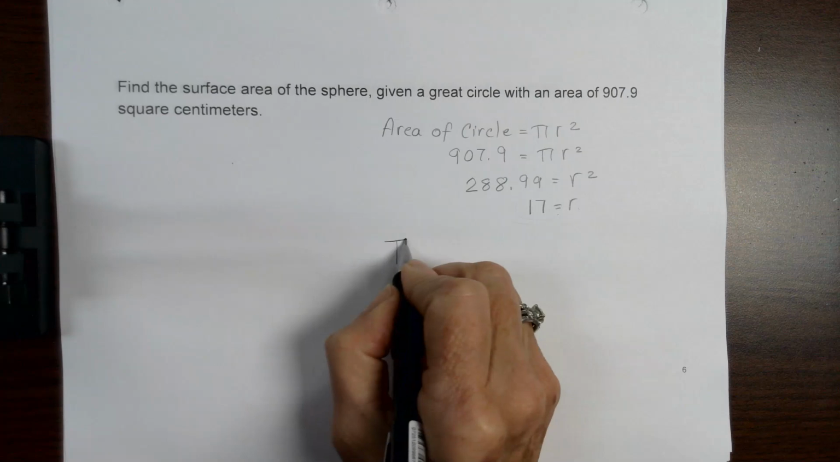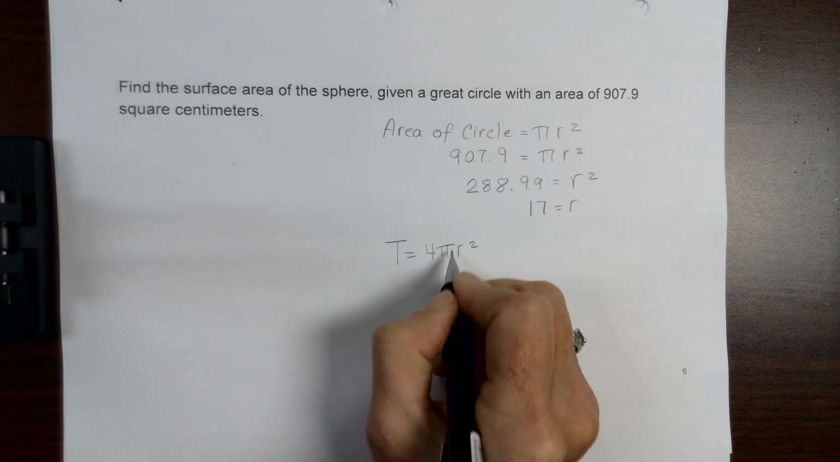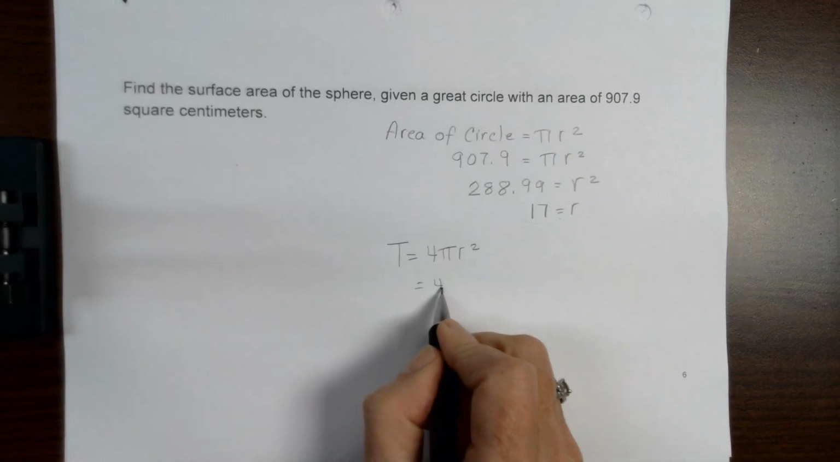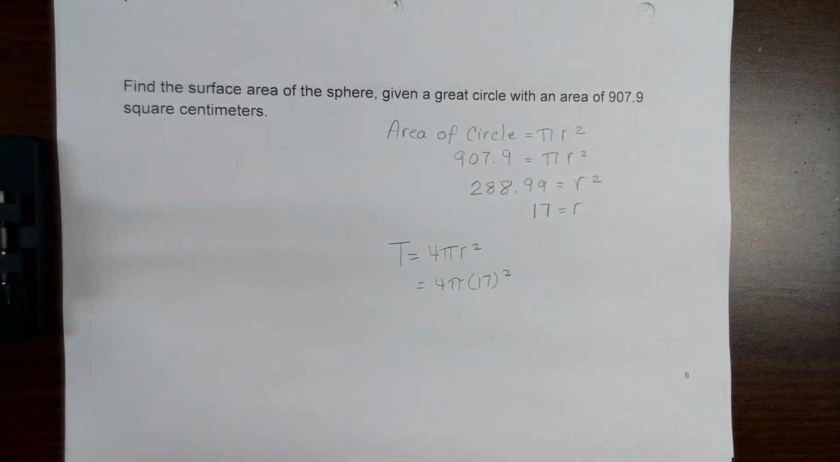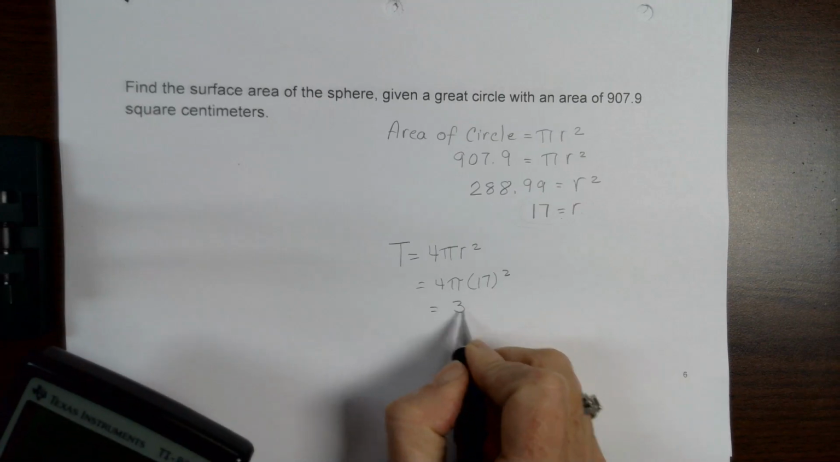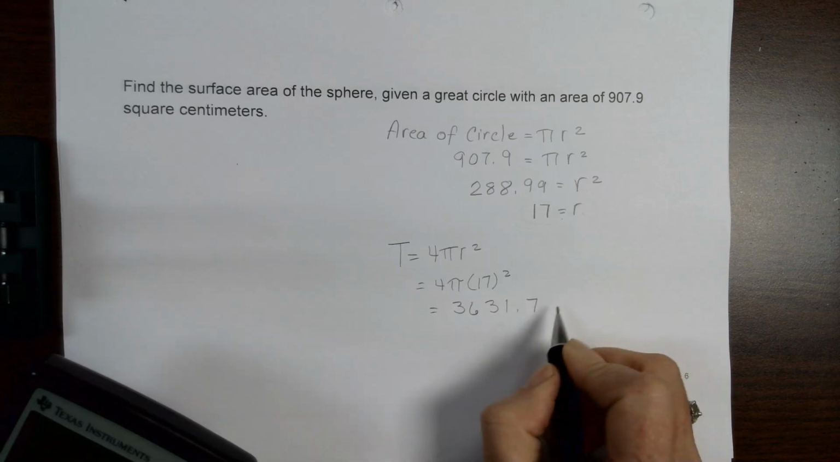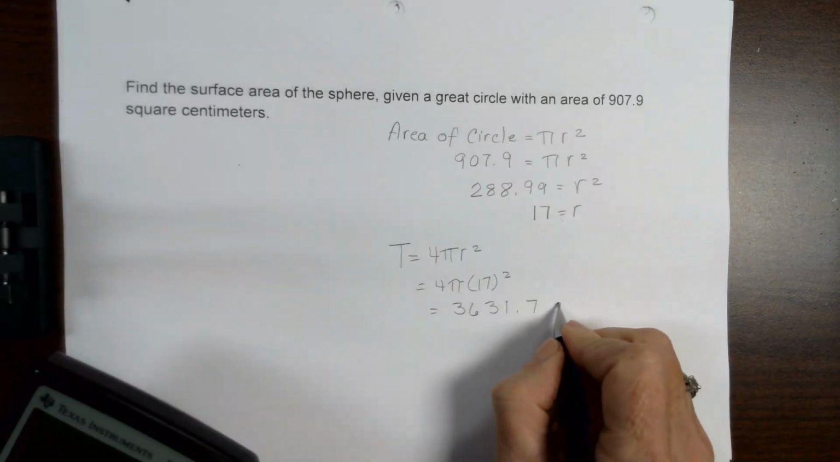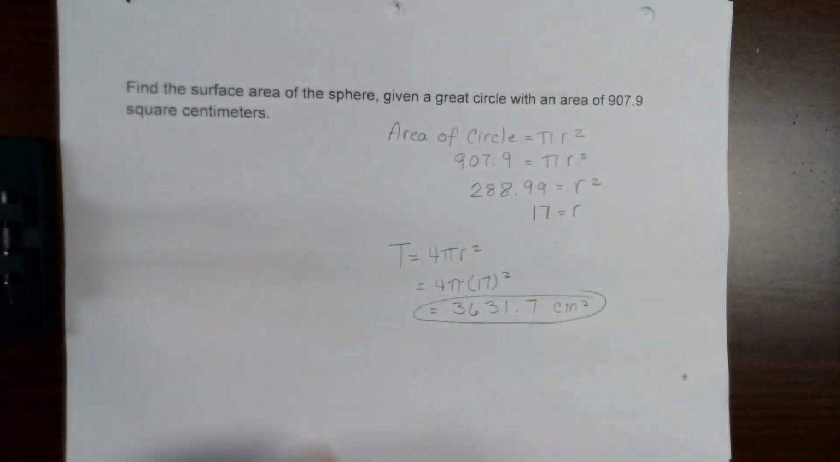So I plug it into my formula to find the area of the sphere, which is that formula. So 4 times pi times 17 squared. And I get 3,631.7. These are centimeters, so centimeters squared. Okay.